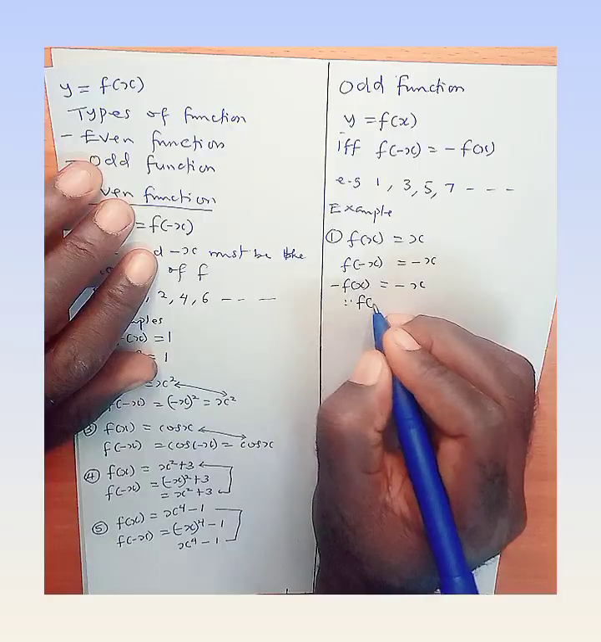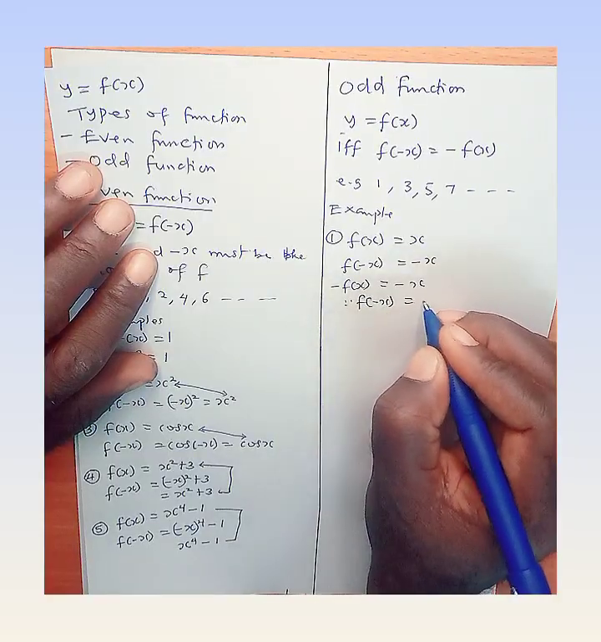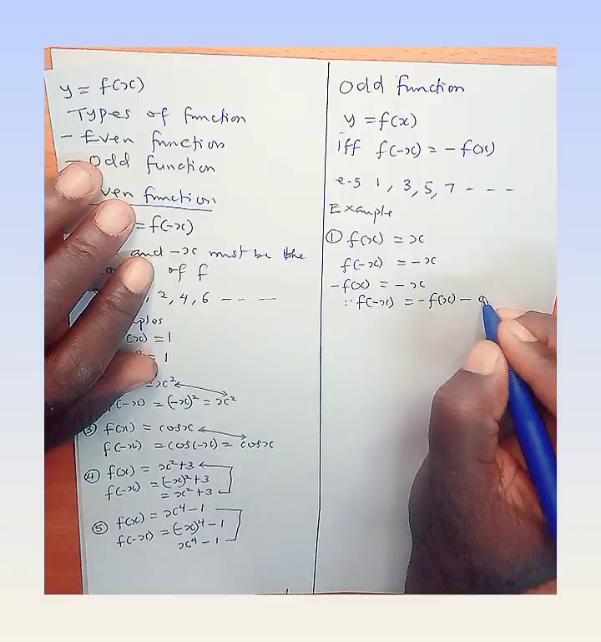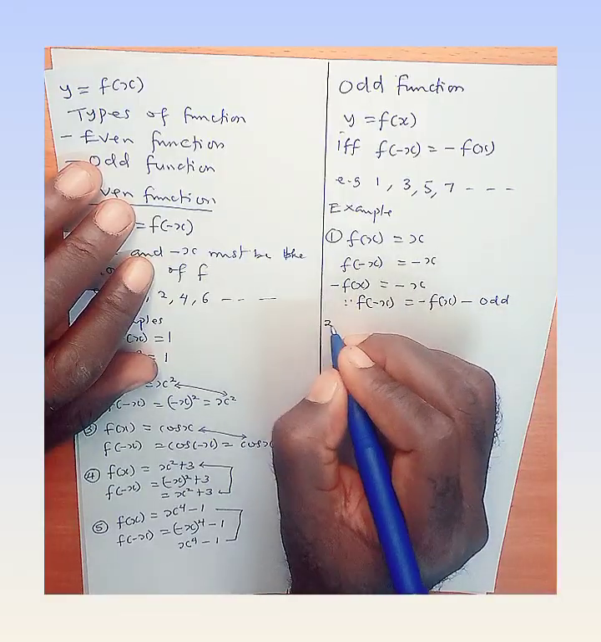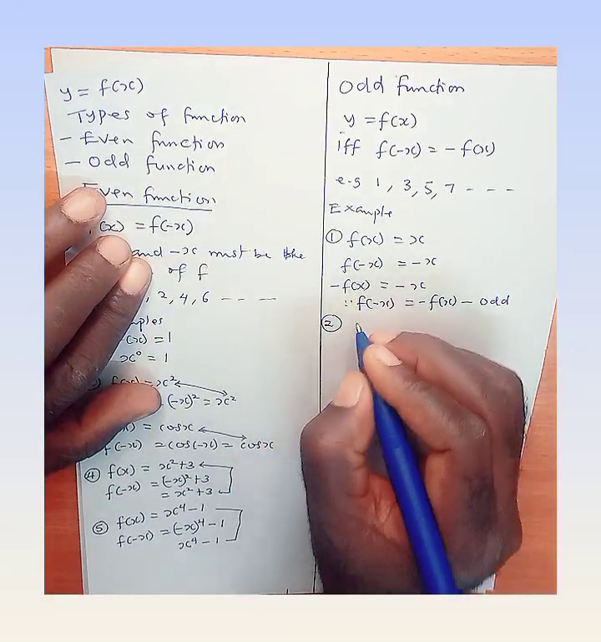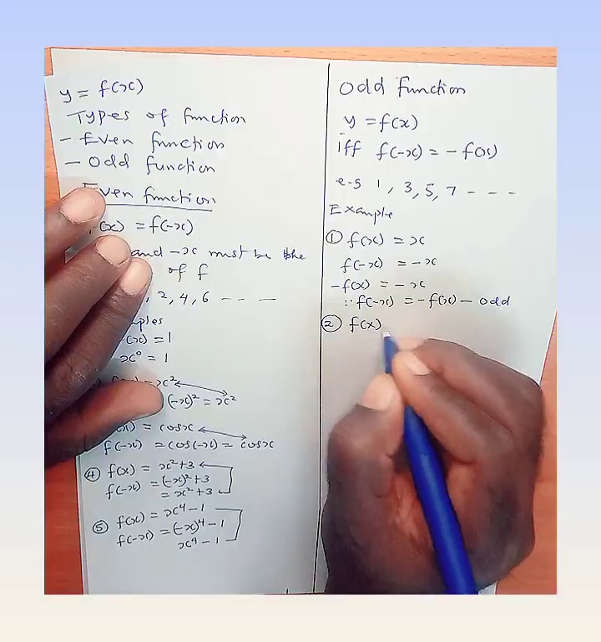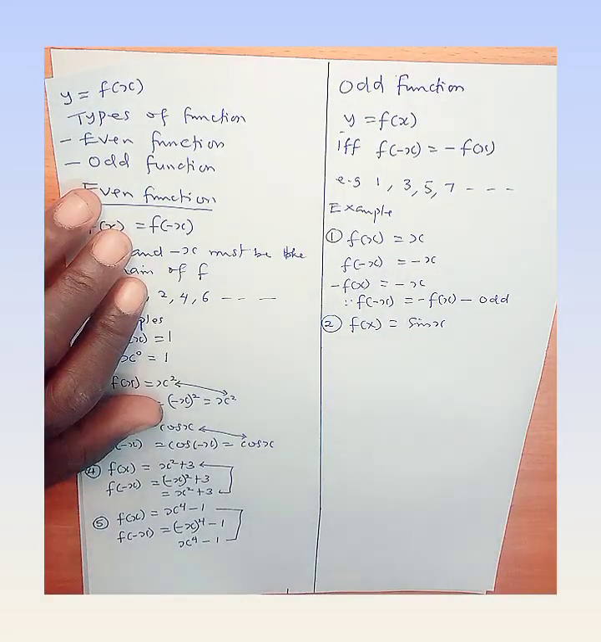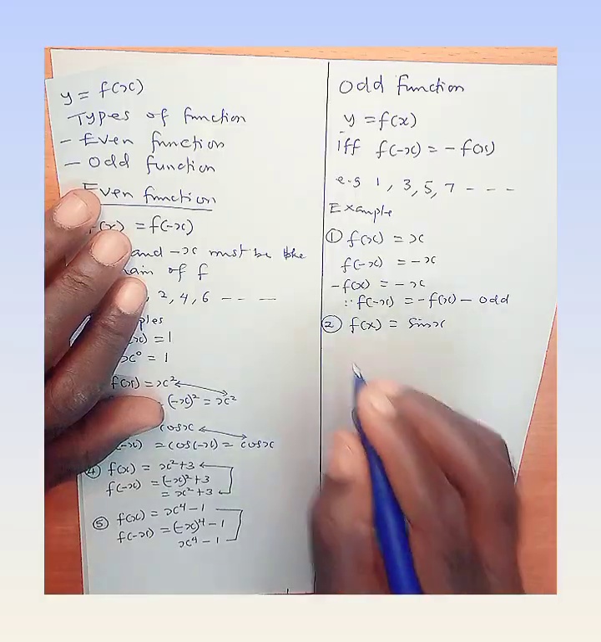Therefore, since f of minus x is equal to minus f of x, then it is an odd function. Now, let us take a look at another example. Number 2, we have f of x, which is equal to sine x. This one is regarded as an odd function. Why? Let us test it.